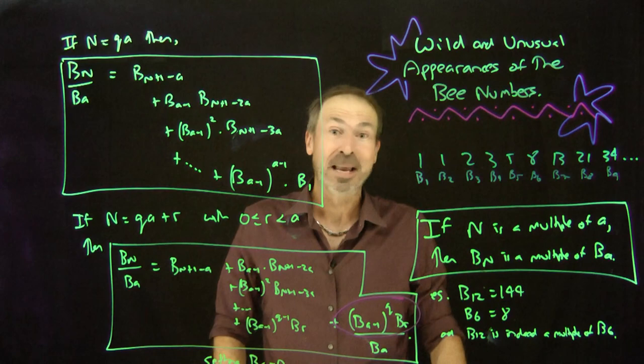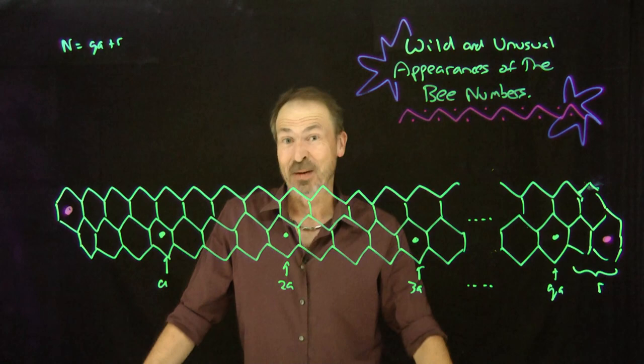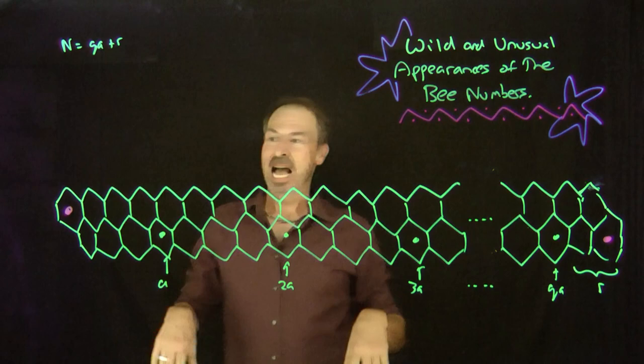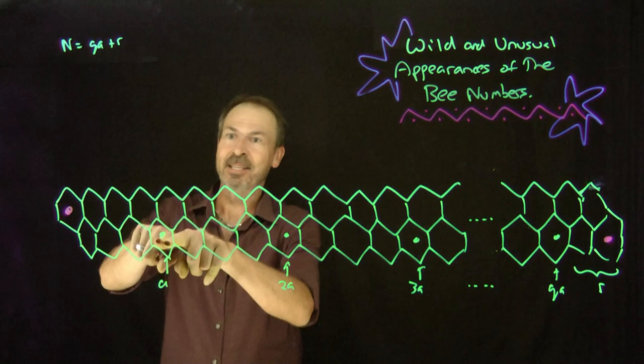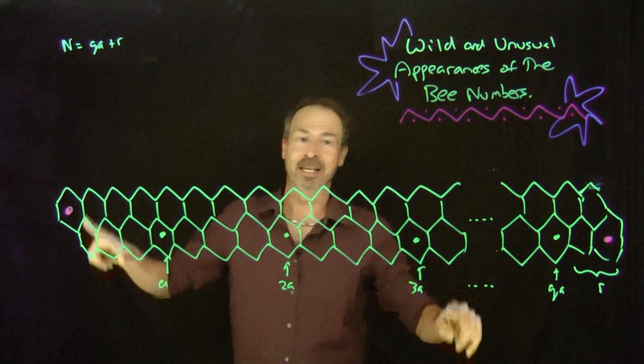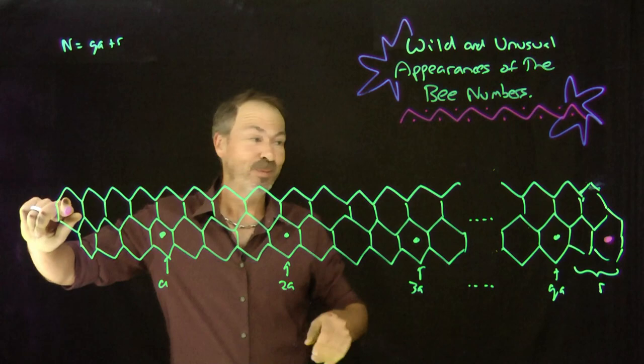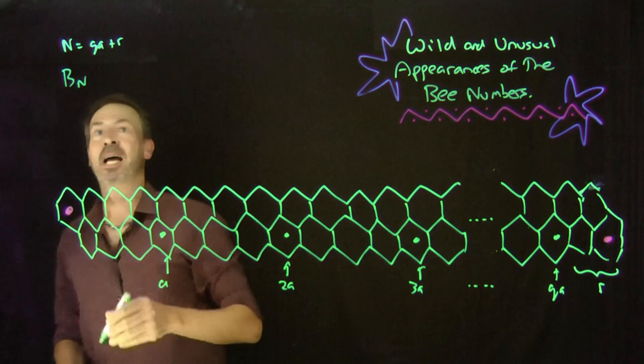Okay, this is exciting. Here's how to prove something that looks ghastly when you write it in algebra, but conceptually it's straightforward. I've drawn n cells here, a zigzag of n cells in two rows of honeycomb. n is qa plus r, some multiple of a plus a remainder. So I've actually highlighted where the ath cell is, the 2ath cell, the 3ath cell, all the way up to the qath cell, and there's an extra r cells at the end. r could be zero if we've got a perfect multiple. All right, I'm going to count the number of paths from start to end. Now we know that answer is actually Bn, where n is qa plus r, all of them.